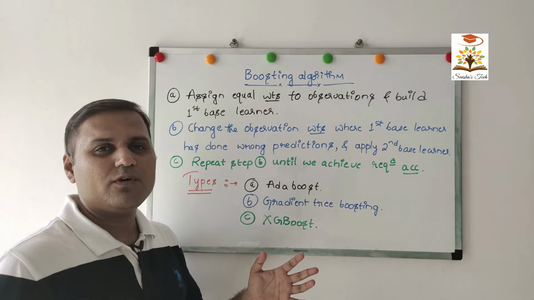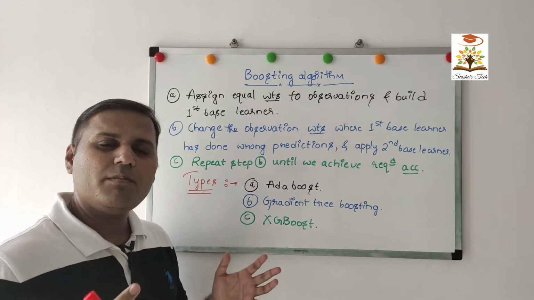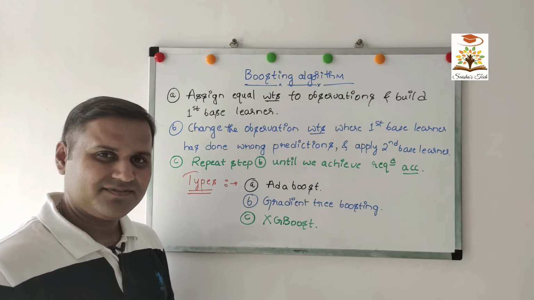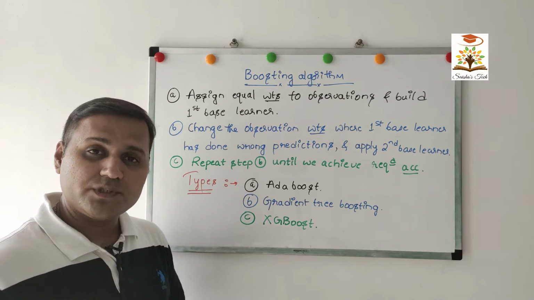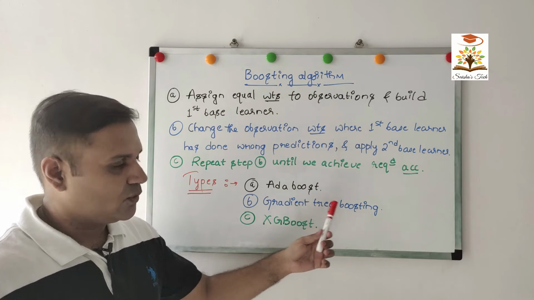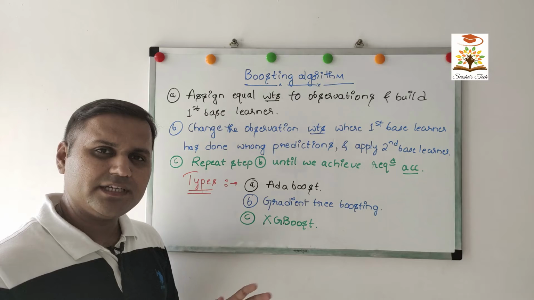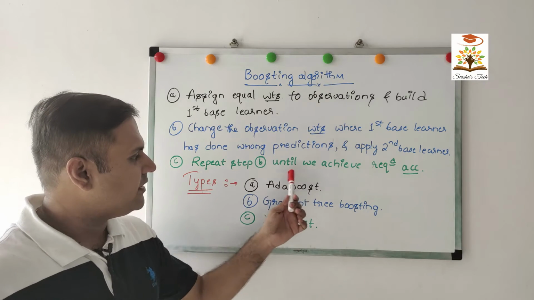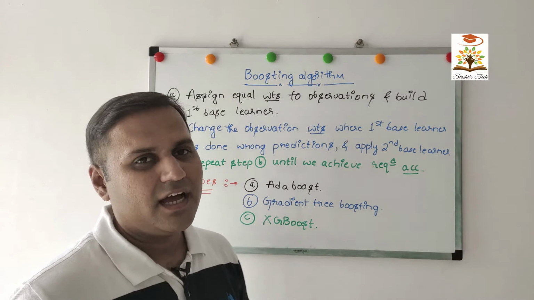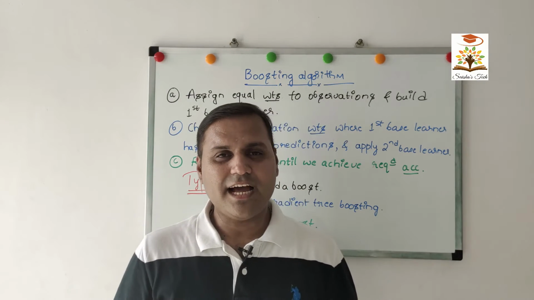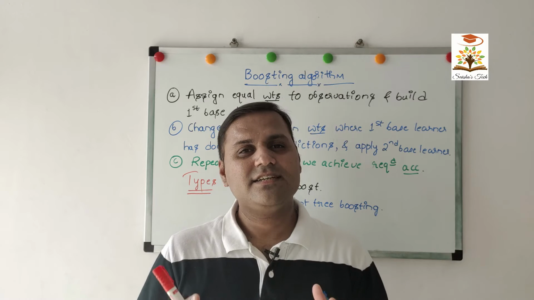There are many types of boosting algorithms. The most popular and commonly used boosting algorithms are AdaBoost, which is also known as adaptive boosting, gradient tree boosting and XGBoost. In today's video, we will be mainly concentrating on the AdaBoost and we will deep dive into the algorithm approach. Now, let us understand the key concept, that is decision stump.